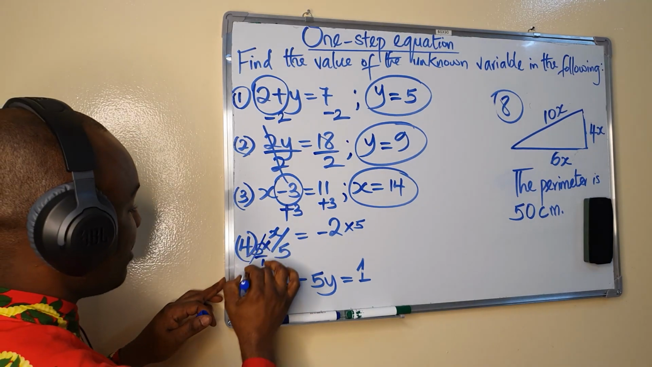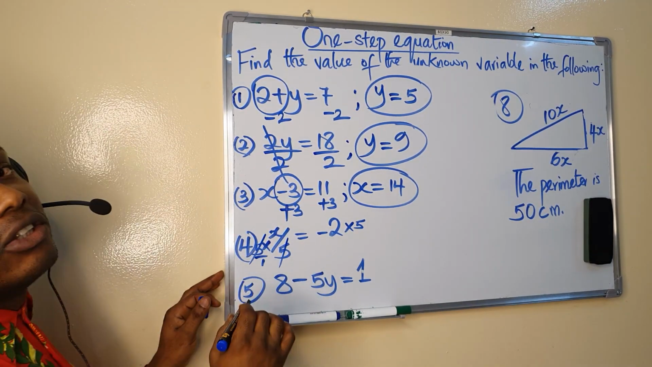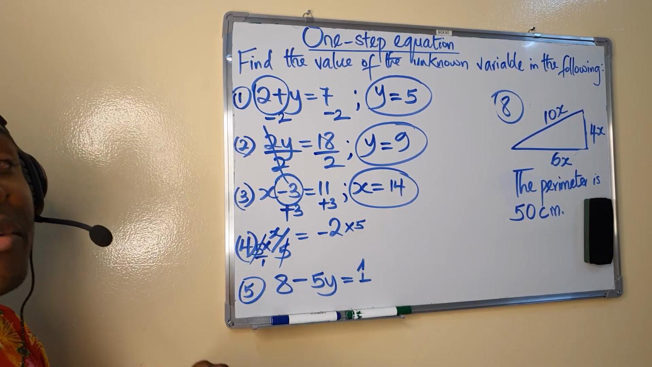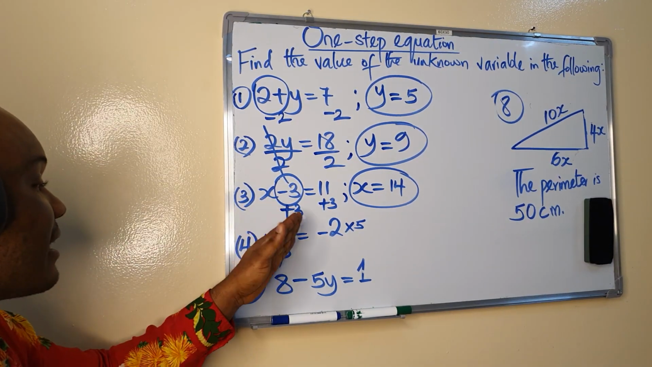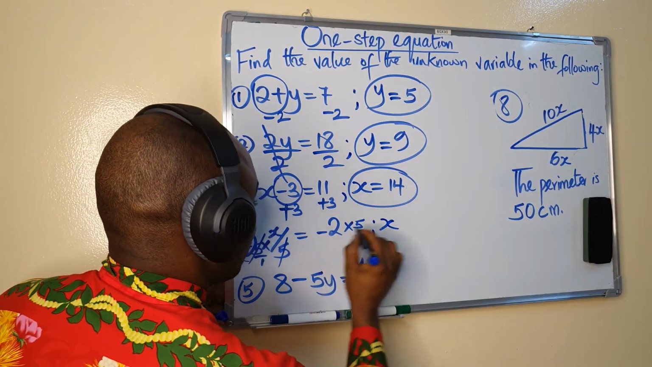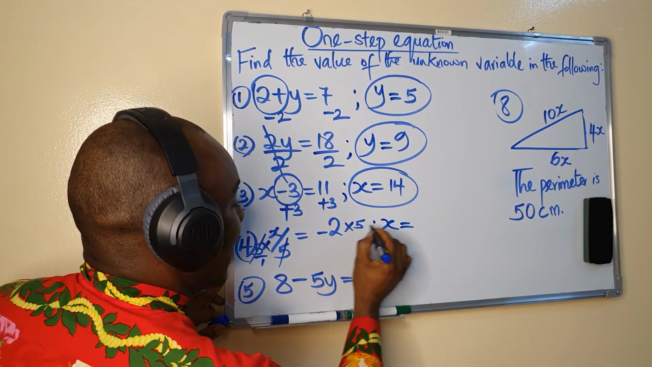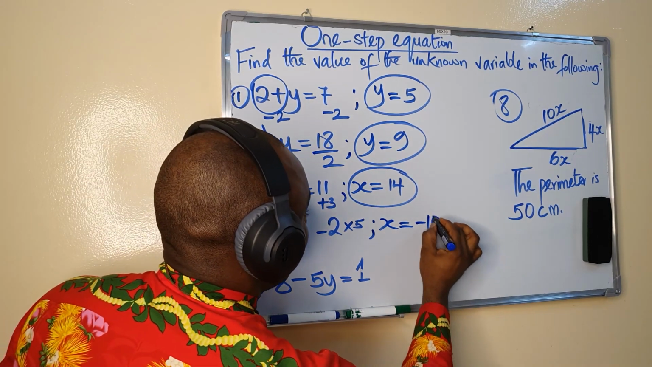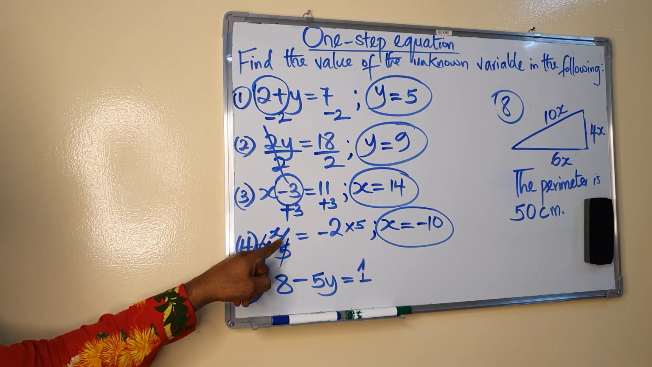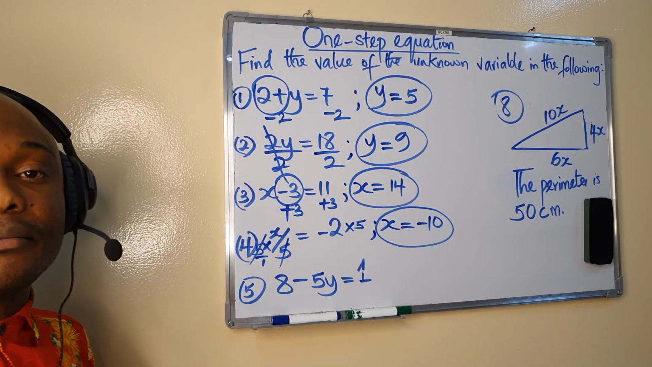The 5 numerator cancels out with the 5 denominator. So I have just x upon 1. And anything divided by 1 remains the same. Therefore, x divided by 1 remains x, equal to negative 2 times 5, which will give you negative 10. So it means that in this example number 4, the value of x is negative 10.